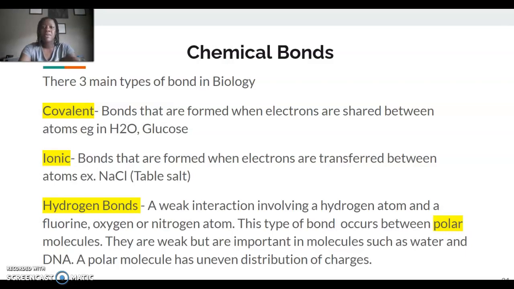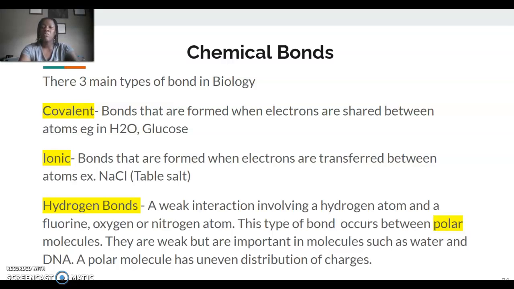Chemical bonds. There are three main types of bonds in biology. Of course, there are more, but we're just going to focus on these three main types. There are covalent bonds, which are formed when electrons are shared between atoms, for example, in water or in glucose. There are ionic bonds, which are formed when electrons are transferred between atoms, for example, sodium chloride, which is table salt. And then there are hydrogen bonds, which are weak interactions involving a hydrogen atom and something like a fluorine or an oxygen.